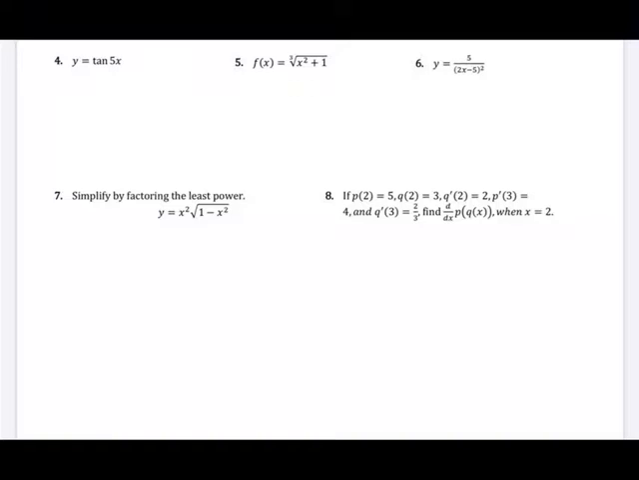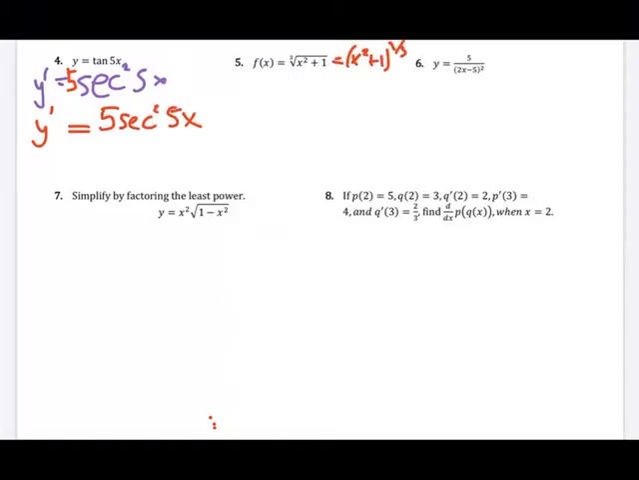Number 4, the outside function is tangent. The inside function is 5x. So the derivative, y prime, is going to be secant squared. I did it backwards, that's okay. Secant squared of 5x times the derivative of the inside, which is just going to be 5. Let's rewrite that. Y prime equals 5 secant squared 5x.